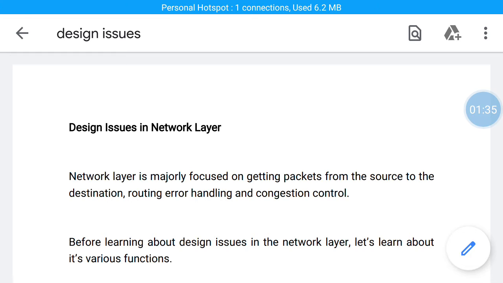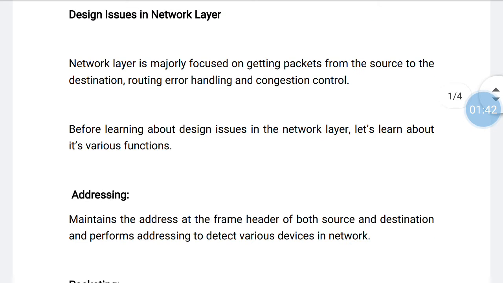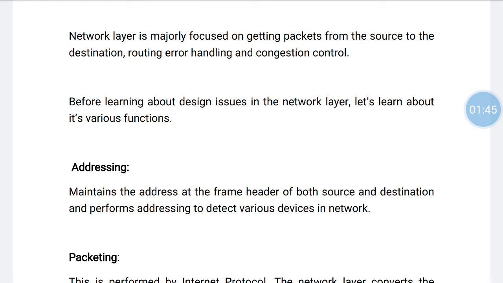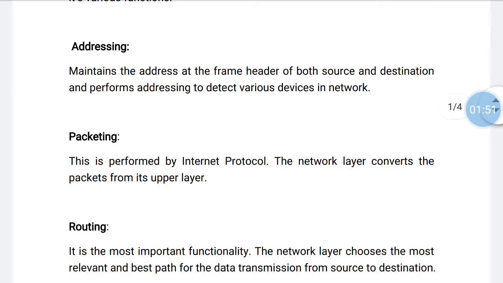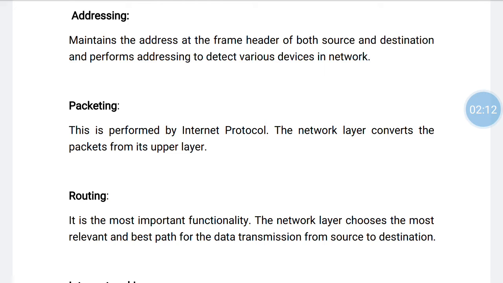Before discussing the design issues of the network layer, we will learn about various functions of the network layer. First is addressing. Addressing maintains the address of both source and destination in the frame header and is used to detect various devices in the network. Second is packeting. Packeting is performed by the internet protocol, where the network layer converts the packet from its upper layer.